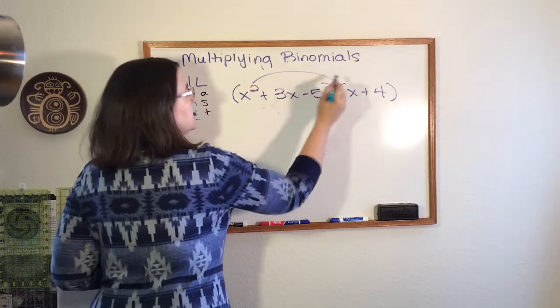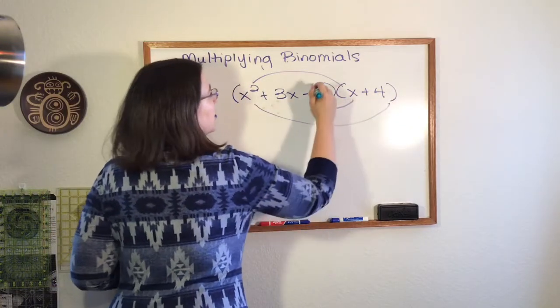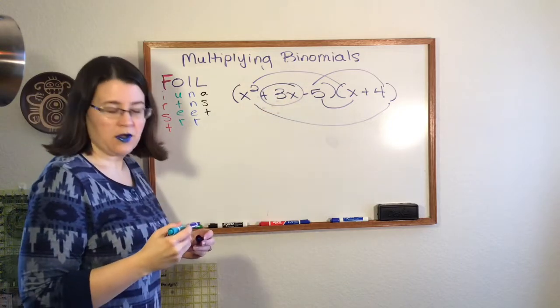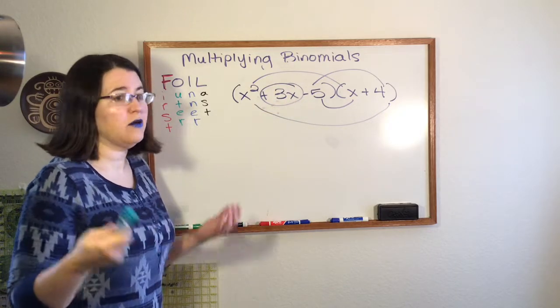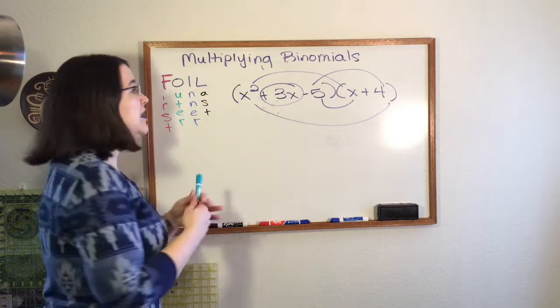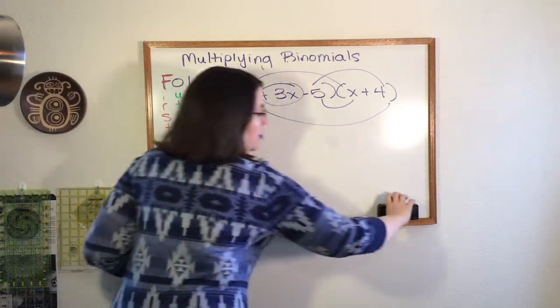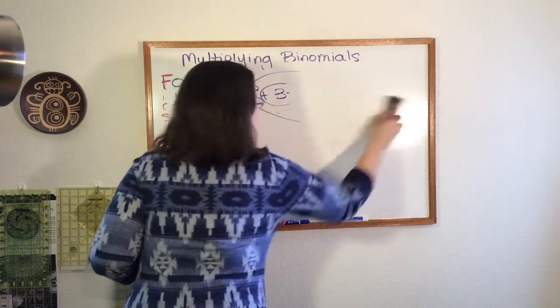I do first, outer, inner, last, and you will notice I completely ignored a term. Okay, so FOIL is a great method. It was great when I was in school, but it only ever works for a 2 by 2. So it does not work here, so I prefer the box method.